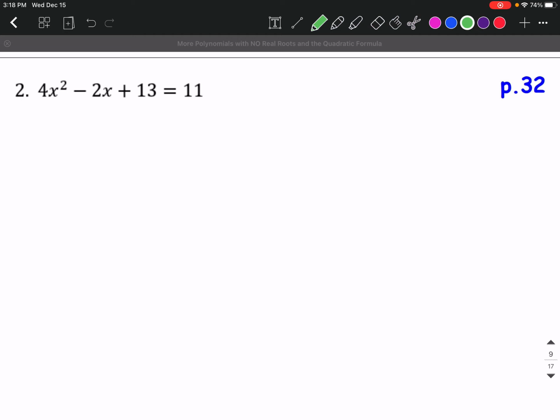So for number 2, the first thing we need to do is make the equation equal to 0. So we're going to subtract 11 from both sides of the equation. That will give us 4x squared minus 2x plus 2 equals 0. Now we know our a is 4, our b is negative 2, and the c is 2.